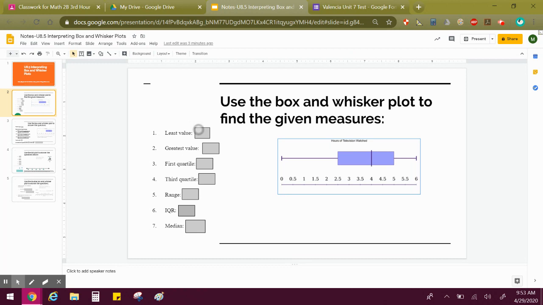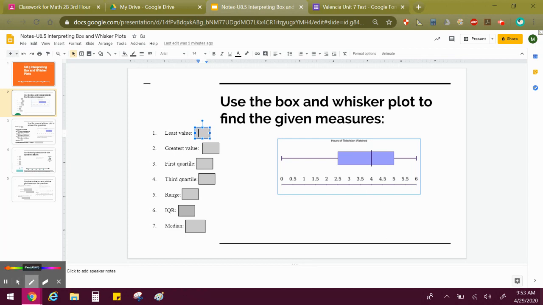If it tells us to find our least value, I'm going to double click in there. It'll let me type. The least value that I see on this box and whisker plot is going to be represented by the whisker over here. The whisker right here shows me the very least value in this data set, which is 0. So that's what I would type in right here. I'm going to type in 0. That's my least value. My greatest value is going to be on the opposite side, the farthest whisker to the right. That's going to be my greatest value right there. My greatest value is going to be 6.